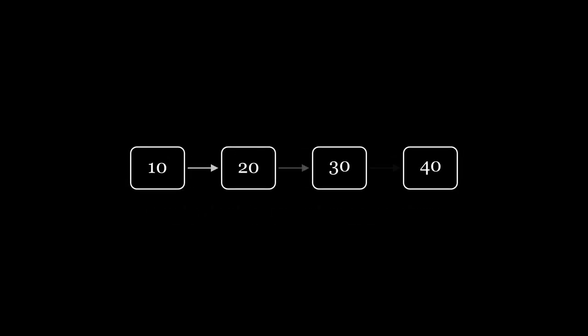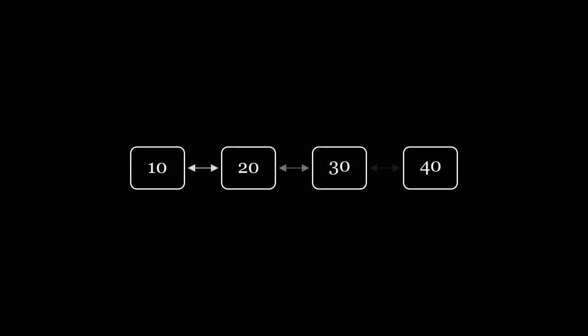A singly linked list is a chain of nodes. Each node holds a value and a pointer to the next node. The first node is called the head, and the last node's pointer is None. That's how we know we've hit the end. Unlike an array, the nodes aren't sitting next to each other in memory. They can be anywhere, the pointers stitch them together.